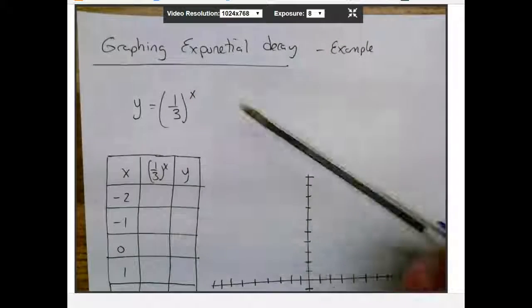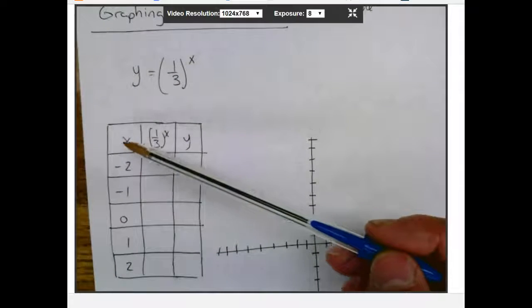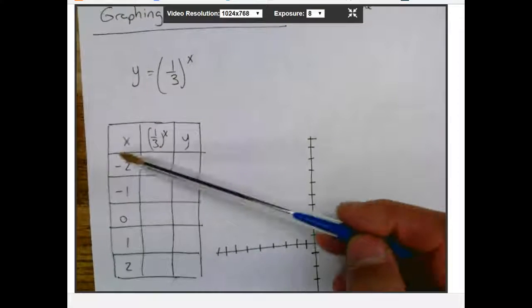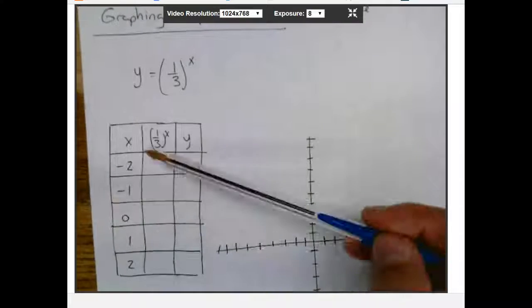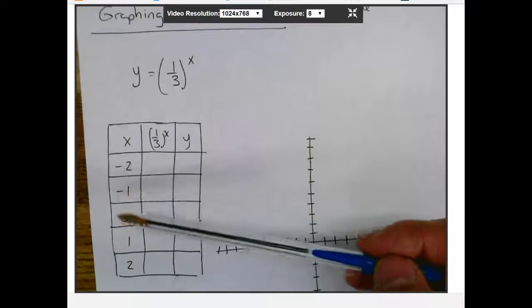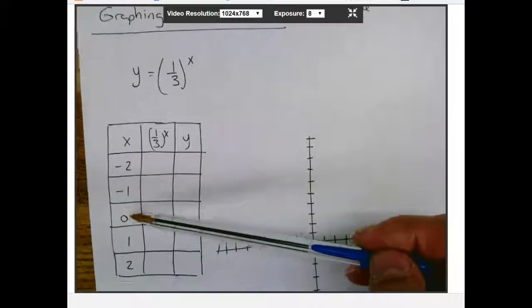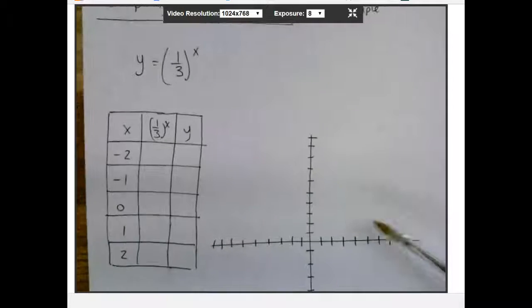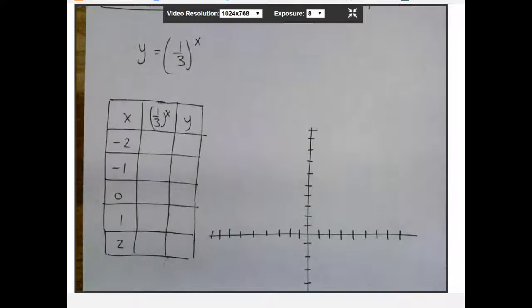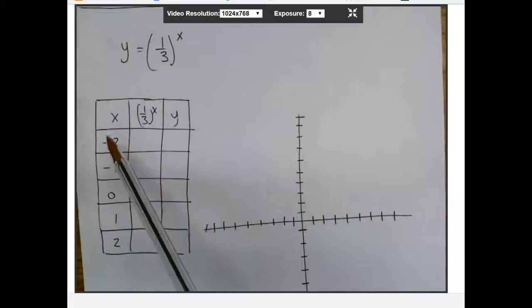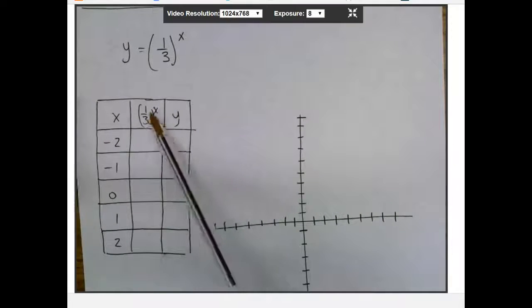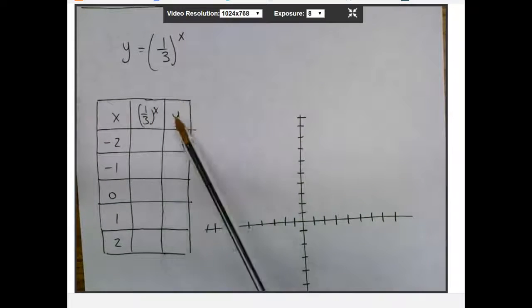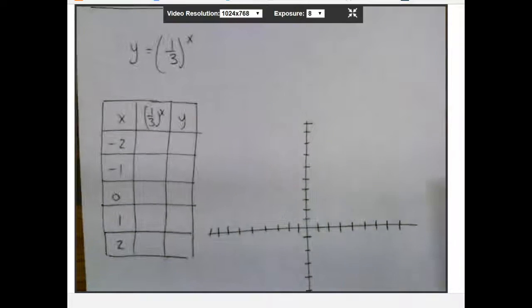Okay, same thing here. We're going to do a data table. We're going to put in x's, and again I just do a general range here for these. I just do -2 and -1. I do 0, that gives me the y-intercept, and then I do 1 and 2 positive on the other side, and it gives me a nice spread, and I can see what's going on. Okay, and then I'm going to plug in the x for the x portion of the function, and it'll tell me what y is. Okay, so let's just do these.